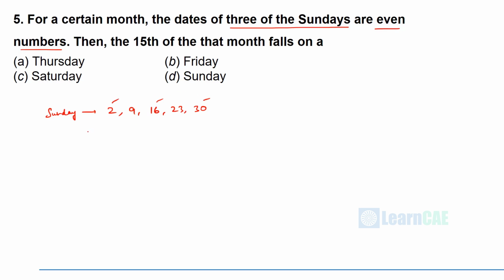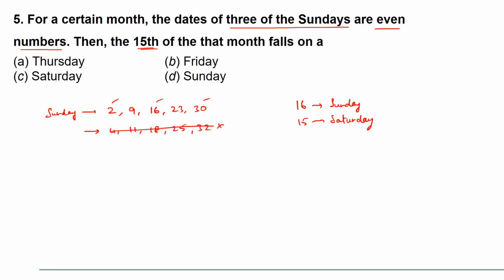Now let us check for the number 4. So if Sunday is starting on 4, then this will be 11, this will be 18, this will be 25, and this will be 32, which is not possible. Therefore, the only option is 2, 16 and 30. Therefore, 16 falls on a Sunday. Therefore, the 15th of that month should fall on a Saturday. Therefore, the answer is option C, Saturday.